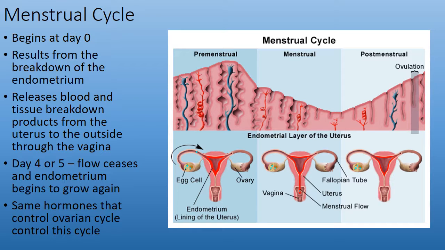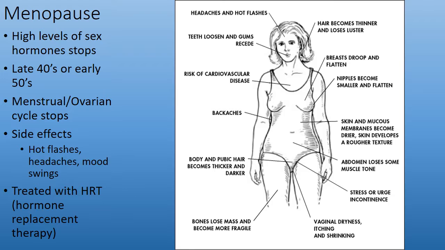The menstrual cycle begins at day 0. It's about 28 days. Basically what happens is the breakdown of the endometrium, the lining of the uterus. The reason for the preparation of the uterus is in hopes that fertilization will take place and pregnancy will occur. Menopause happens in the late 40s or early 50s. This is when the female will stop releasing eggs. There are a lot of different side effects, and women will look for treatments of estradiol as a hormone replacement therapy.